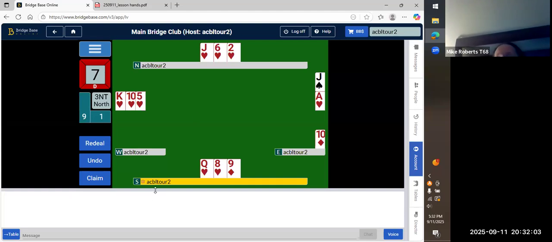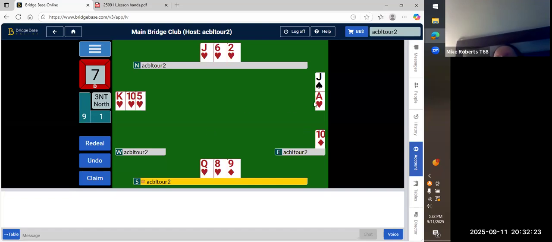The heart lead sets up the 13th heart for the defense, but at the cost of giving the declaring side a quick heart trick. Either way, I think it should be 3 no trump making 3. That's about all I can think to say about that one.